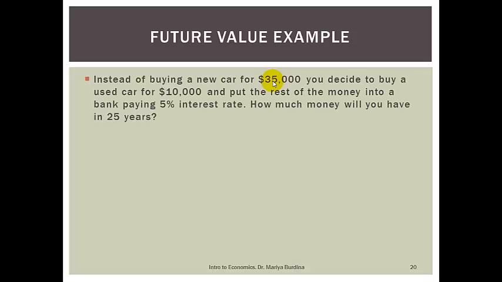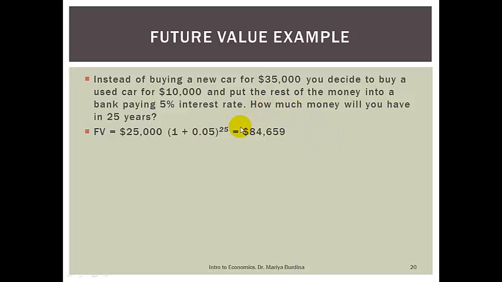Let's look at the example. Instead of buying a new car for $35,000, you decide to buy a used car for $10,000 and put the rest of the money into a bank that pays a 5% interest rate. We want to know how much money you will have in 25 years. We need to use the formula for the future value. So we're looking for the future value of $25,000 that you saved times 1 plus 0.05, which is your interest rate, taken to the power of 25.